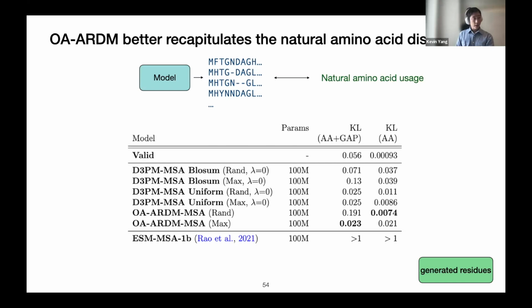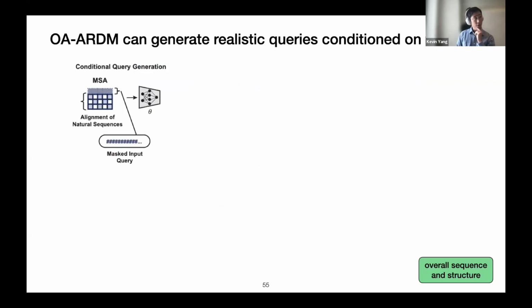In our training, we have random and max, which are different ways to subsample the MSAs: are we subsampling them randomly or for maximum diversity? All the architectures are the same. We see that the two OA-ARDM variants generally outperform the other ones, depending on which metric you use. This is just looking at the individual residues. We would like to look at the overall sequence structure.